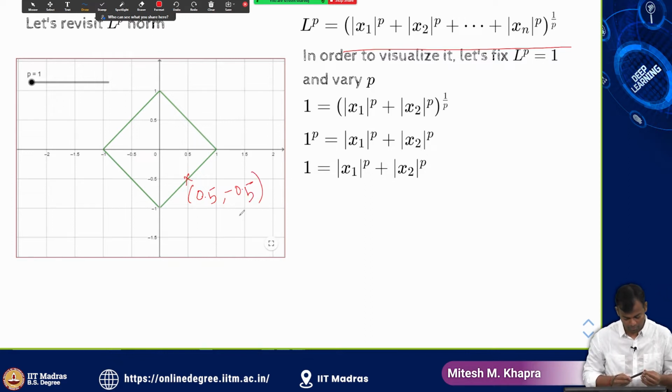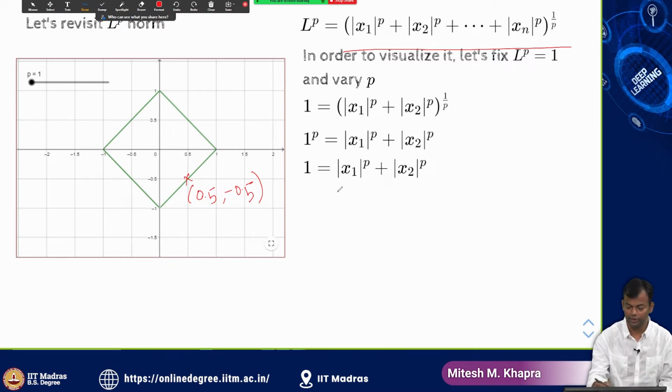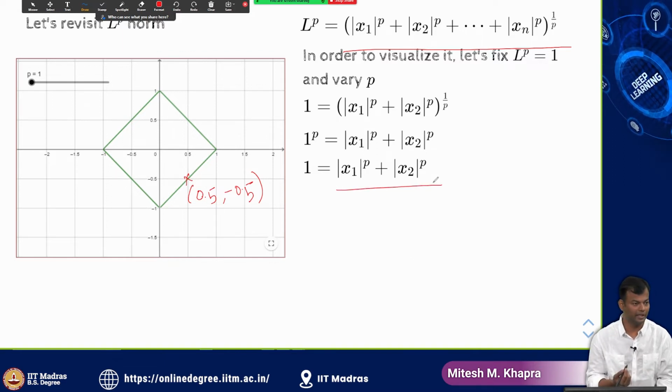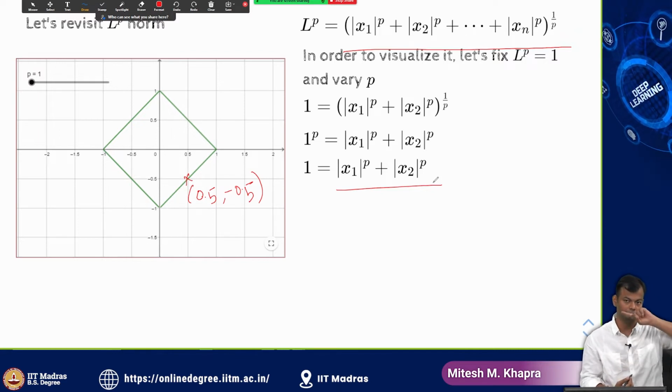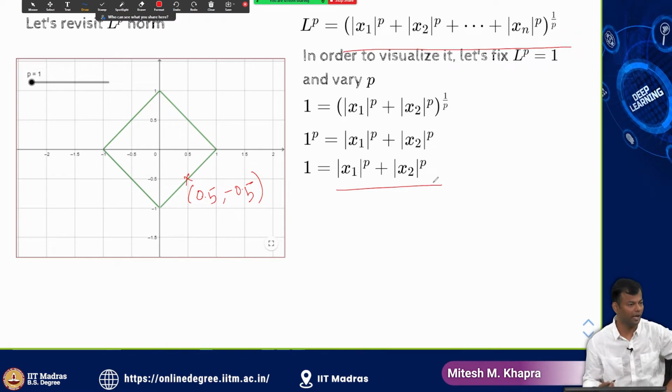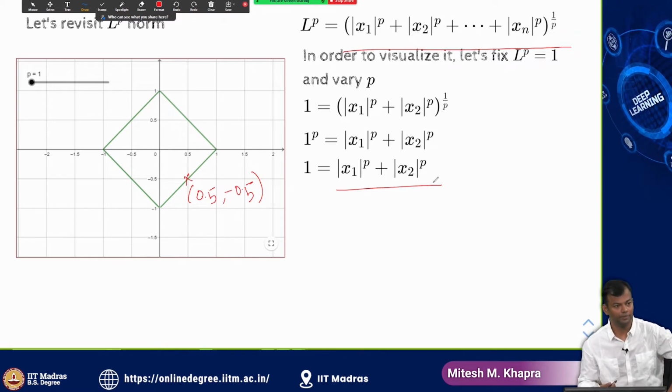Now if I substitute that in this formula, I'll get the answer as 1. So all the points which lie on this square, they all are going to have the norm as 1.